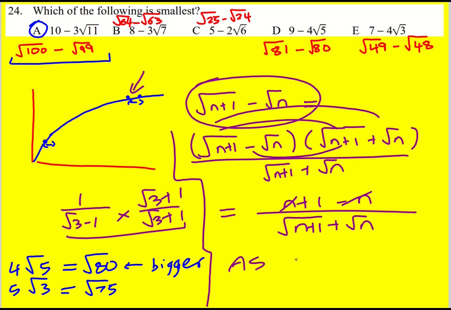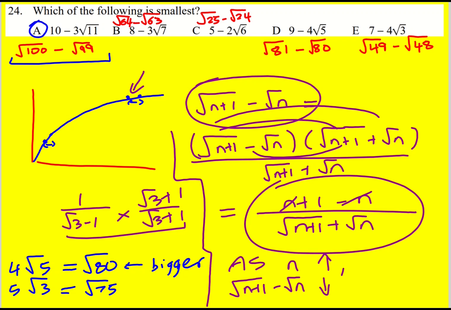So as n increases, we can see that root n plus 1 minus root n is going to decrease. Because as n increases, this is going to increase slowly, but it's still going to increase. And then we're doing 1 over it. And that means we'll be doing 1 over a bigger number as n increases. The whole thing's going to get smaller. So that's a little bit of algebraic proof that what I said at the start is correct. But it's actually telling you exactly what result you get in terms of n. So that is it. Answer is A.